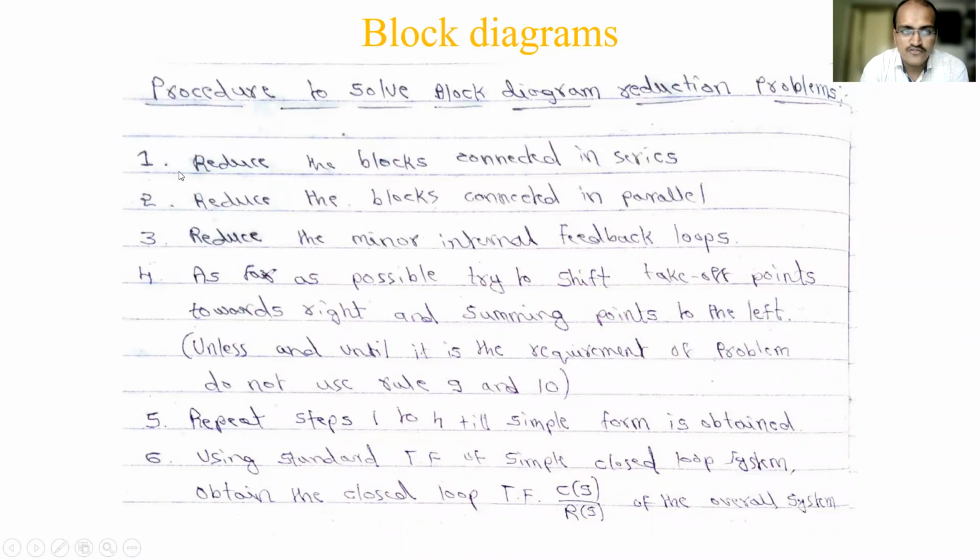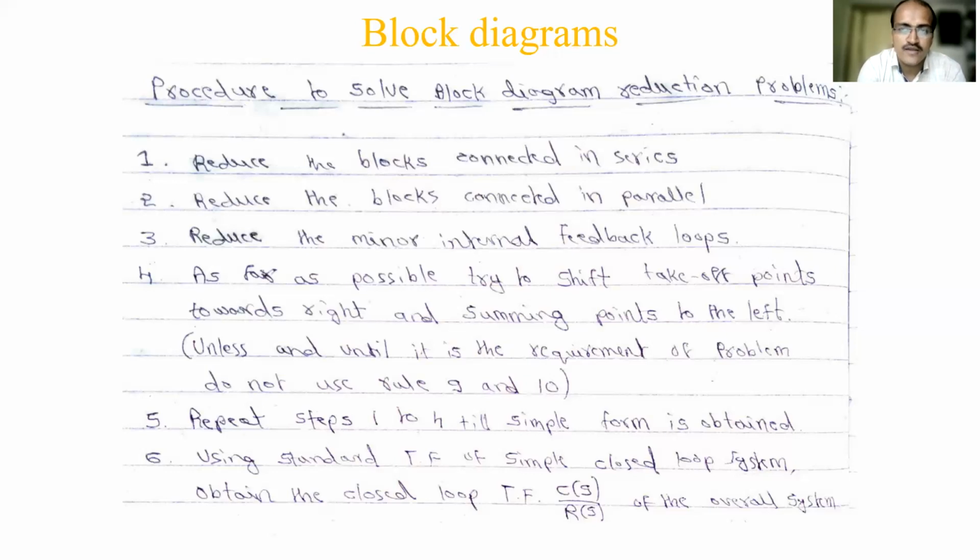The very first step is to reduce the blocks connected in series. When a block diagram reduction problem is given, look at the complete picture, in the forward path as well as in the feedback path. See if there are any blocks connected in series. If there are, multiply their transfer functions and make it a single block. If 2 blocks are there, make it 1. If 3 blocks are there, make it 1. If there is no series, no problem, then go for the second one.